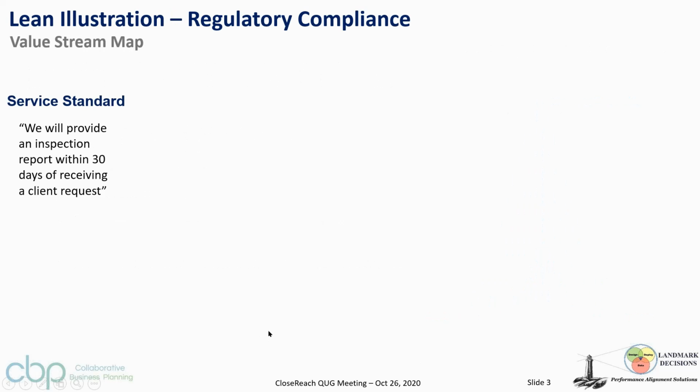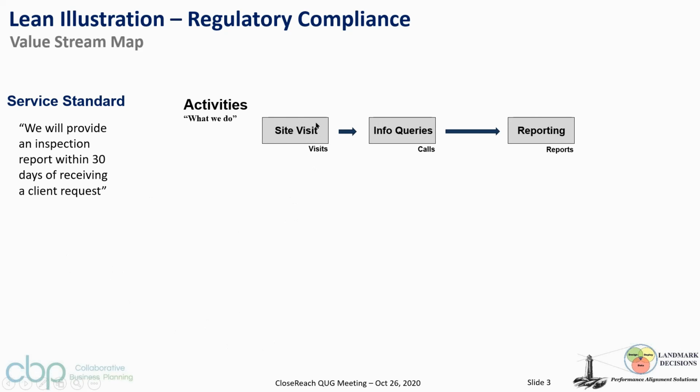So here's an example. One of the tools in the Lean toolkit is called Value Stream Mapping. This was based on some work we did at Health Canada a number of years ago, not actually implementing ABP or CBP, but working on efficiency indicators with them. They had a service standard around how they would provide an inspection report when a client called and said, we need to get this product or this facility certified around the regulations and compliance. The key activities: they would go out and do a site visit, then handle queries back and forth with the client, and ultimately produce a report. So it's a very simple flow diagram.